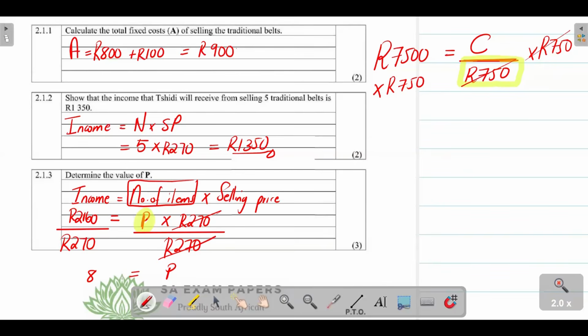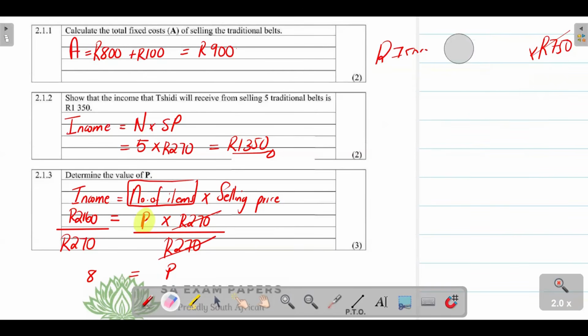They're canceling. Therefore, C times 1 is the same as saying C is equal to 7,500 times 750. You're getting a huge number of, is it 5,625,000. Okay, so please just think of this in this way. If you think of it like that, you won't make any mistake. Just think about inverse, inverse, inverse.